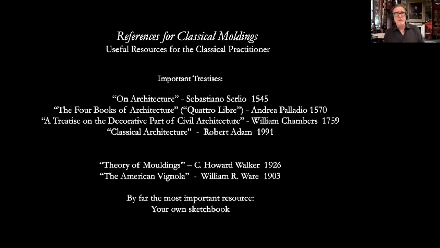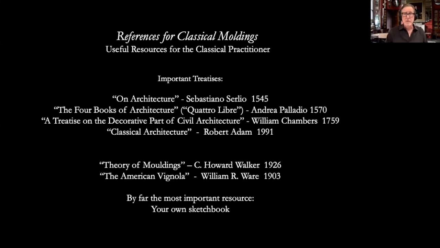Next is William Ware, The American Vignola from 1903. This is a book that we use every day in our studio, and a copy of which sits on most of my staff's desk. It's kind of the Cliff Notes of classical architecture. It's not terribly creative, but it's really thorough and really useful as a desk reference. So it's very sensibly laid out, very, very straightforward. And if you need immediate information about any of the elements, any of the orders or things like that, Ware is a terrific resource, and on the moldings as well.